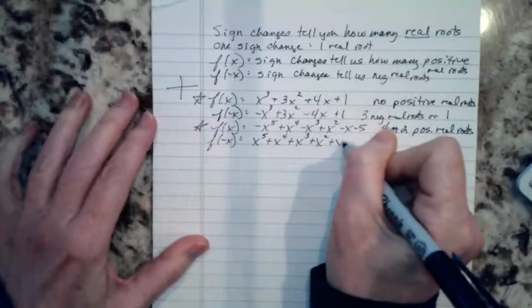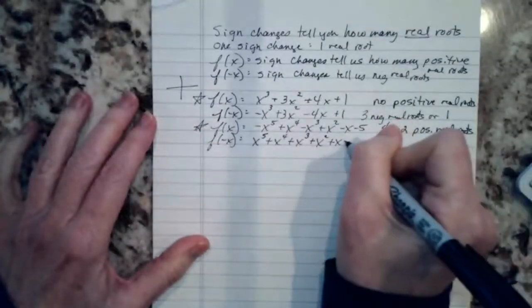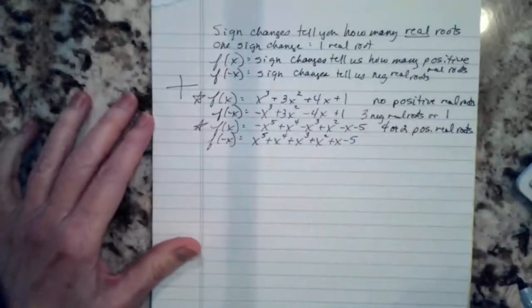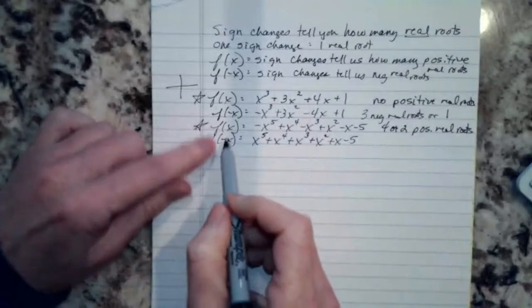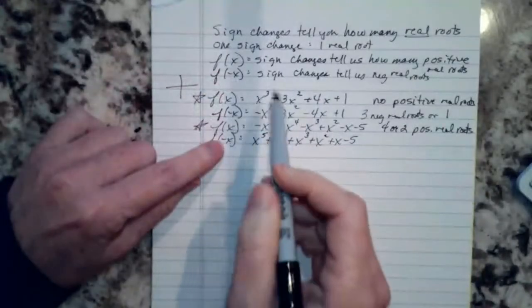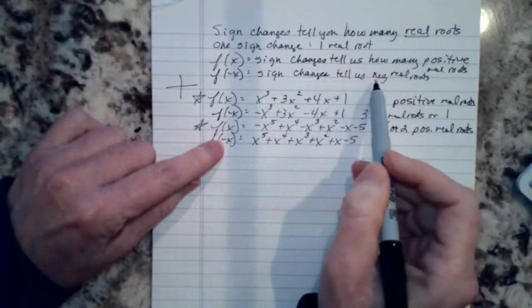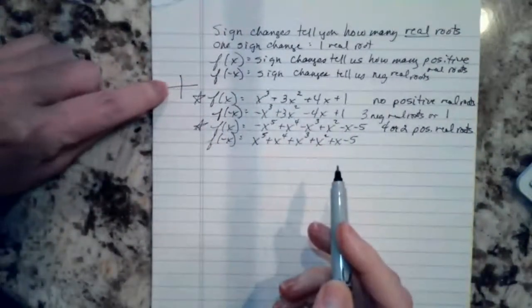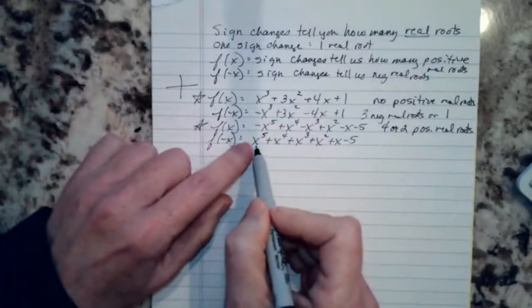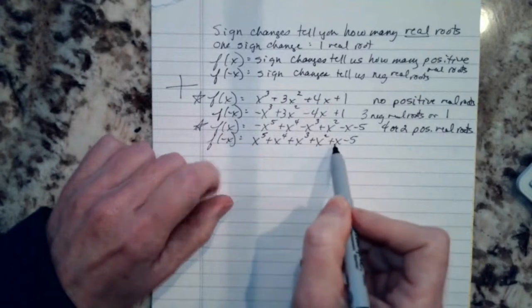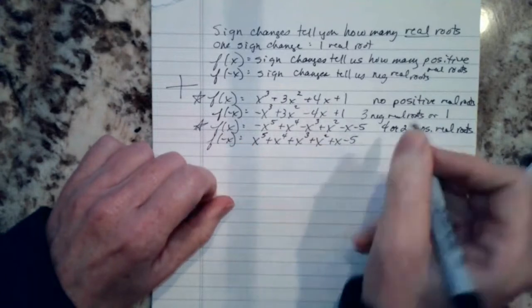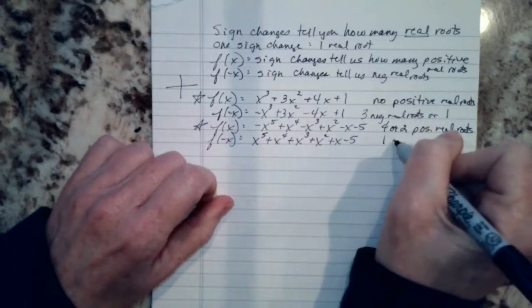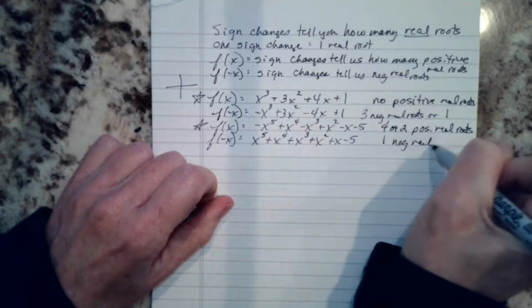Minus a negative x will give us a positive x. And then we've got a negative 5 on the end. Okay, when we're working with negative x, it's the same thing. Sign changes tell us how many negative real roots we have. So how many sign changes do we have? It goes from positive to negative right there, so we will have 1 negative real root.